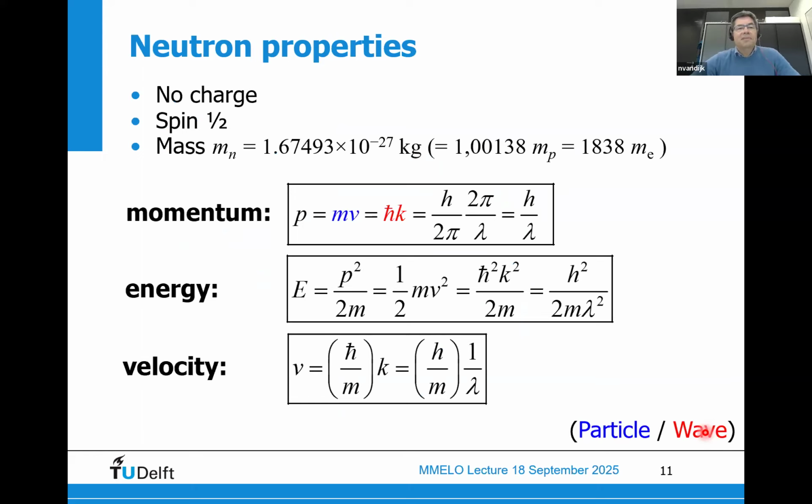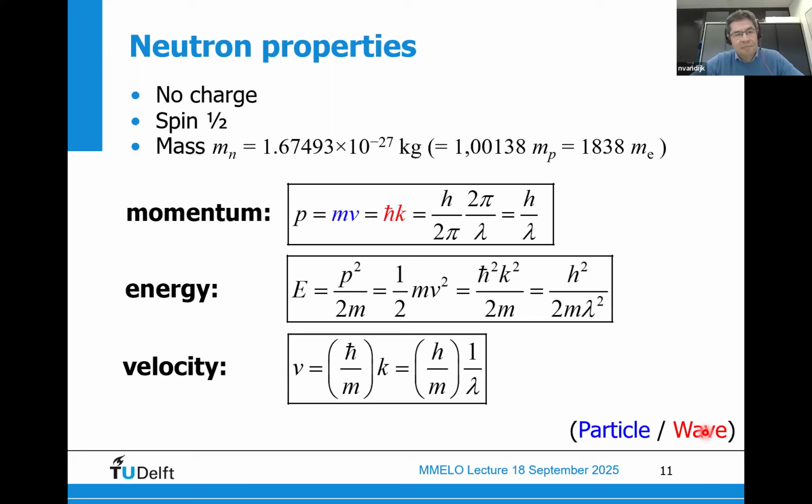So what are the properties? The basic property of a neutron is that it does not have a charge, in contrast to the protons and the electrons, which are always balanced if it's a neutral atom. It does have a spin, so it's a magnetic particle. It's a spin 1/2 particle, and the mass is very similar to the proton.